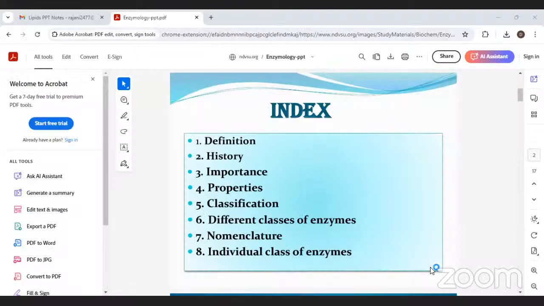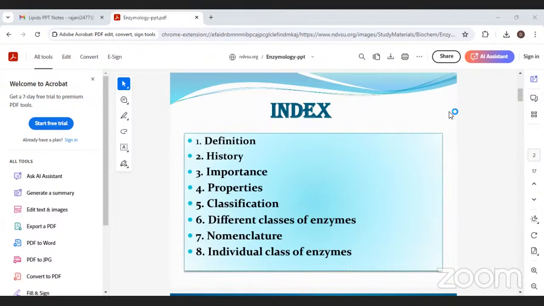Now the topic of fatty acids is totally completed. That is the lipids, lipid metabolism. All these are completed: simple lipids, compound lipids, derived lipids, biological significance, fat metabolism. Now we will discuss enzymes and coenzymes, a very important topic.